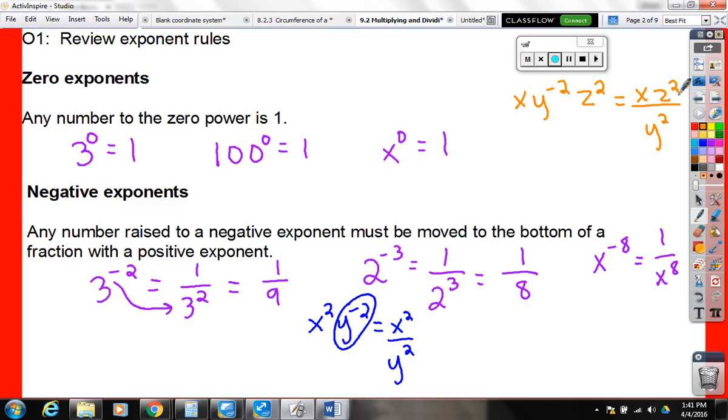Let's try one more. Let's do 12x squared y to the negative 3. Put 12x to the second on top, and y to the third on the bottom. Good. Just have to move the one that has the negative exponent to the bottom. We'll do more practice with this in what we're doing today.